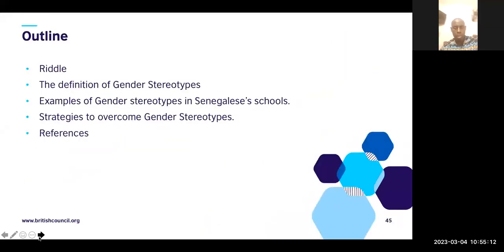Next slide. Okay, I will start with an outline. I will start with a riddle, and after that the definition of gender stereotypes, and give some examples of gender stereotypes in Senegalese schools. And after that, talk about strategies to overcome gender stereotypes and give some references. Next slide, please.